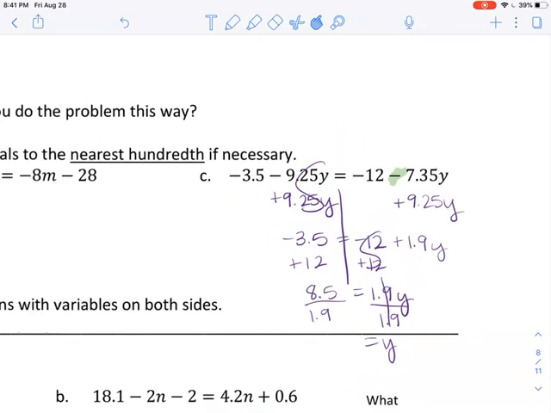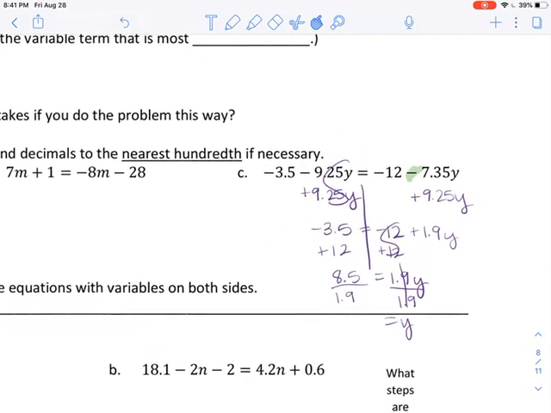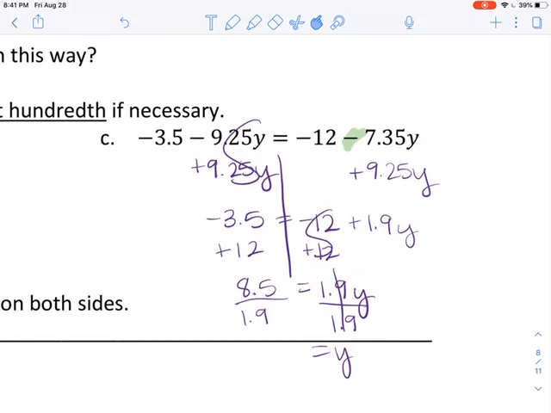Well, the instructions say round decimals to the nearest hundredth if necessary. And I got 4.473. So remember, when we round, we look at the place after. It's 4 or below, so we're going to get rid of it and keep the rest. We get 4.47 equals y.